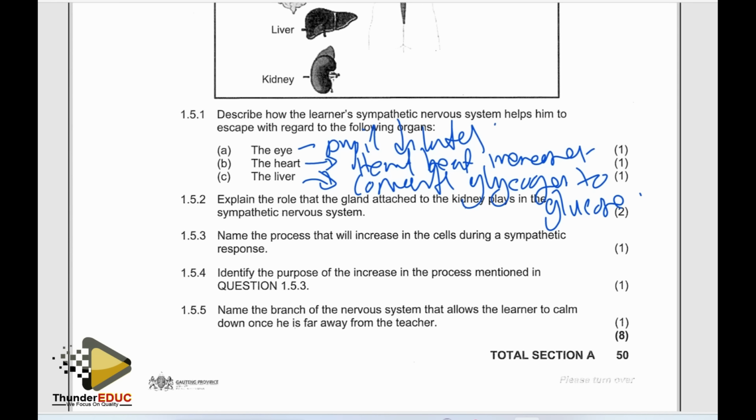Explain the role of the gland attached to the kidney in the sympathetic nervous system. This is the gland which produces adrenaline. What is the function of adrenaline? Basically, it works together with the sympathetic nervous system, bringing the individual to emergency. It prepares the body for an emergency.